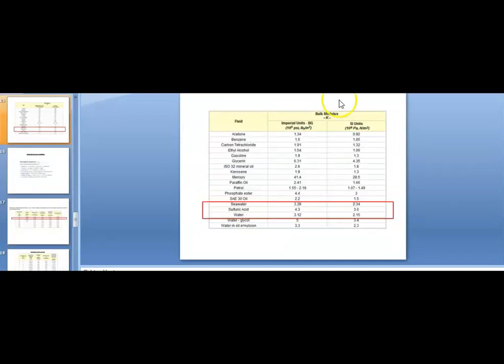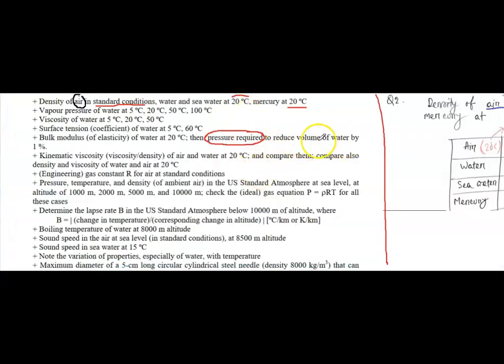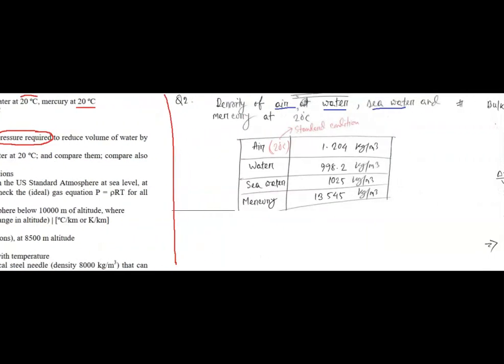Let me show. This is the bulk modulus for different fluids. You see, this is for sea water, this is the water. So we know the bulk modulus of water, this is constant, so we actually don't need to calculate that. We need to calculate how much pressure is actually required to reduce the volume by 1%. So let's solve this problem now.